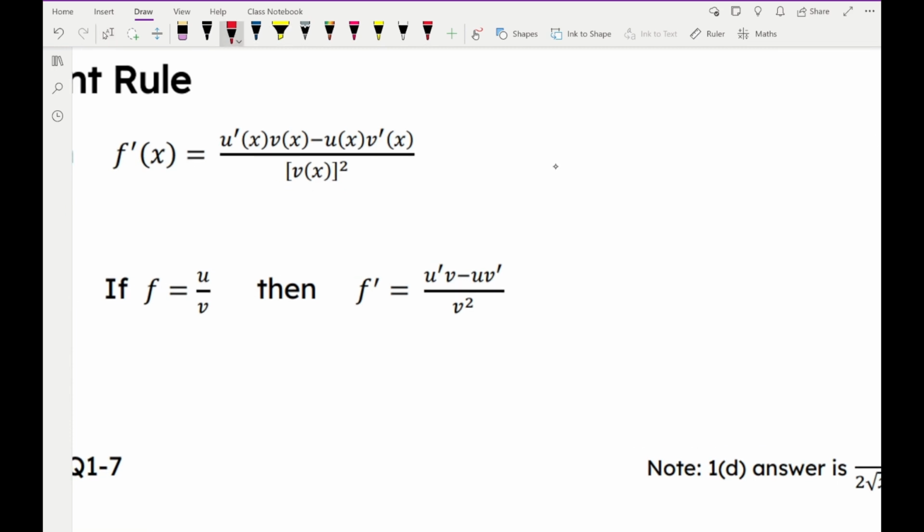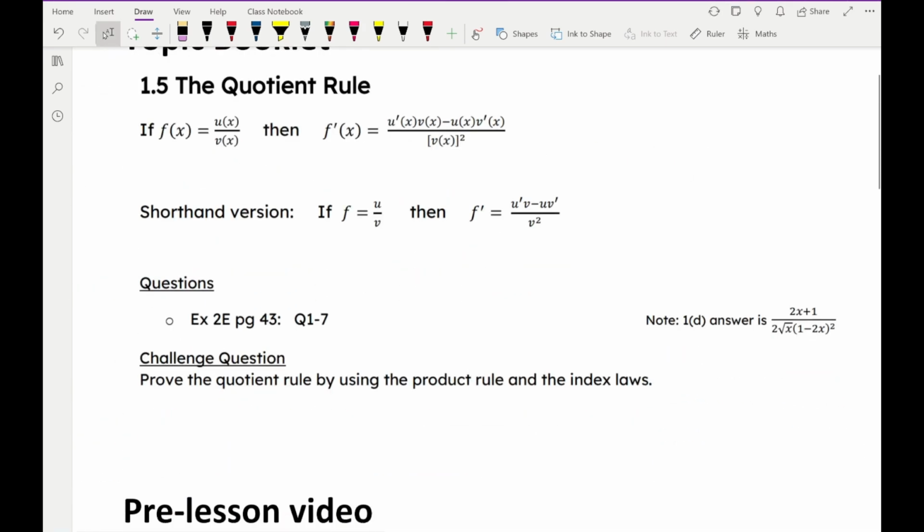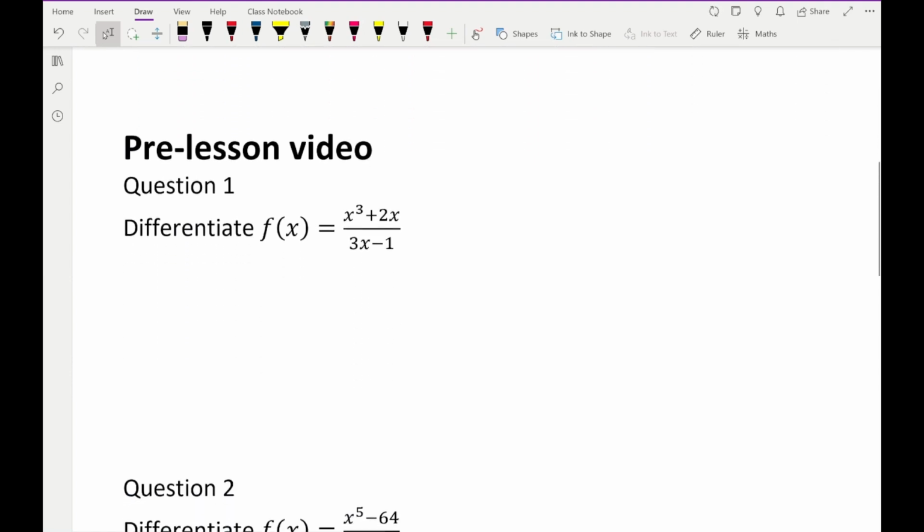Just as a reminder, the product rule looks like u dash v plus uv dash, and it looks almost exactly the same because the top of this fraction is literally the same, just with that minus sign sitting there, and then you just divide out by v squared. So it's important that you get u and v the right way around, but once you do that, it's pretty similar to the product rule. So let's try it out.